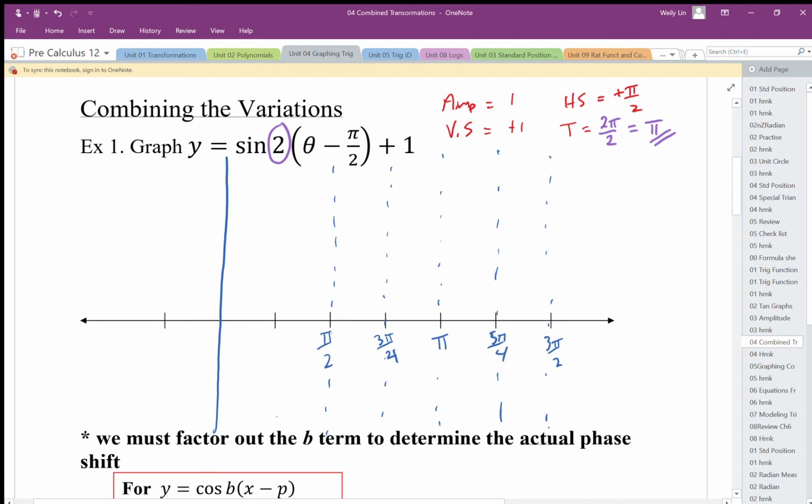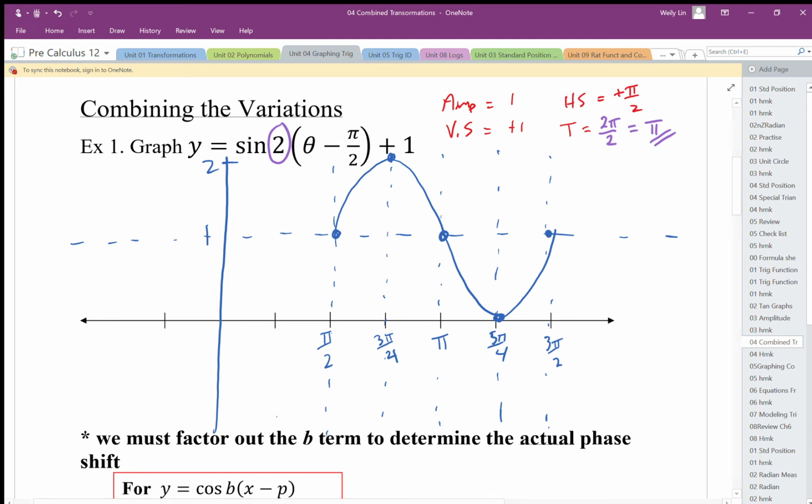I'm now going to use my vertical shift. I'm going to shift it up 1. There's my middle line. It's a sine graph, so it starts at the bottom. It's going to go up to 2, back down to the middle, down to 0, and back up to the middle. I can sketch in my 4 quadrants symmetrically in this way. So there it is. There's my sine graph.